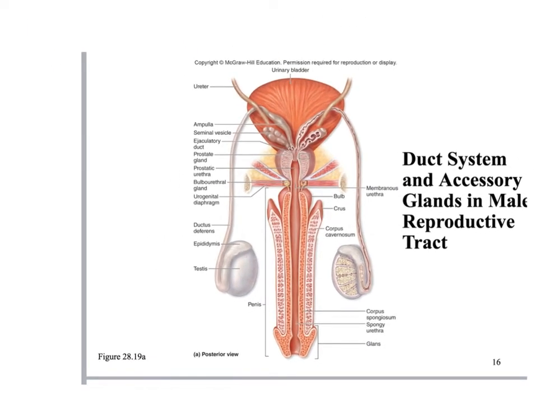The duct system, right? Sperm is produced in the testes within the seminiferous tubules, stored in the epididymis. Upon orgasm, the sperm will move out of the epididymis into the ductus deferens, through the ductus deferens, through the prostate, and into the urethra and out of the body.